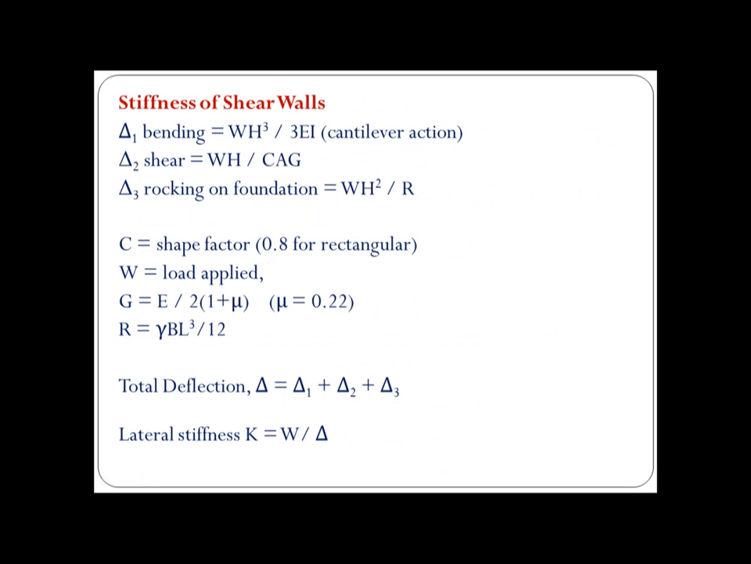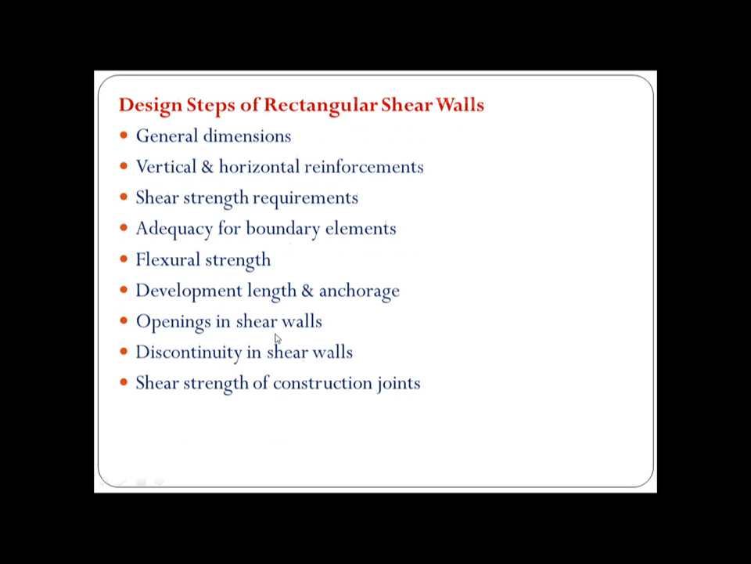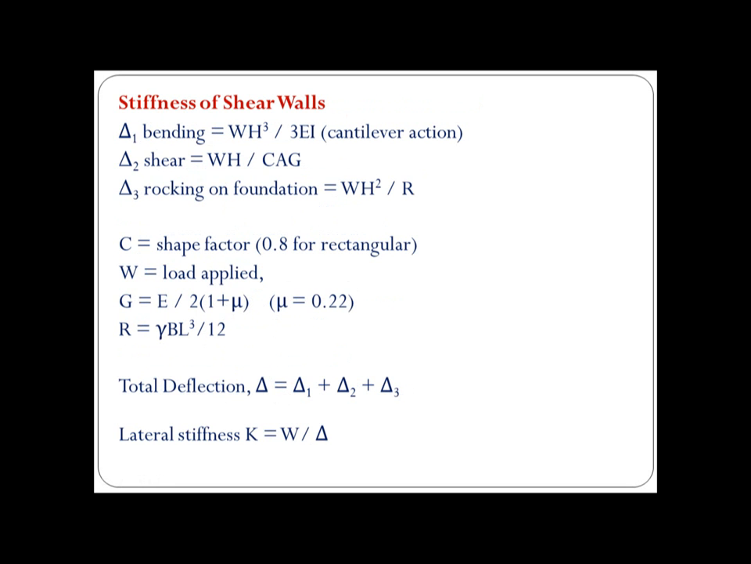How to calculate stiffness? Stiffness in a shear wall arises due to bending, shear, and rotation of foundation, or what we call rocking on foundation. These are given by these three simple equations, and then the total deflection becomes the summation of deflection in bending, shear, and rocking on foundation. The lateral stiffness is given by W upon delta, that is, load upon deflection.